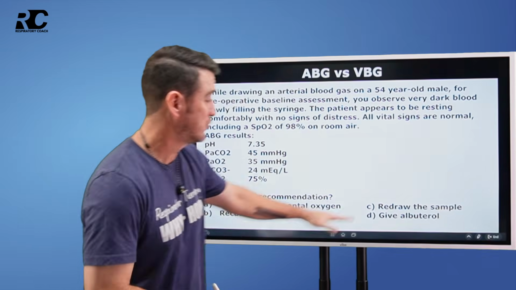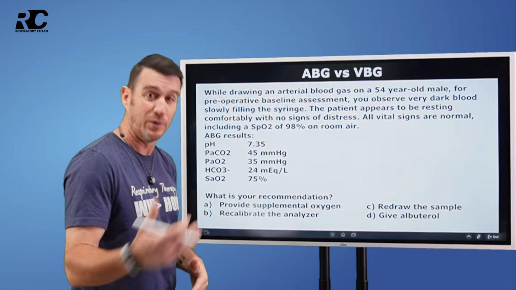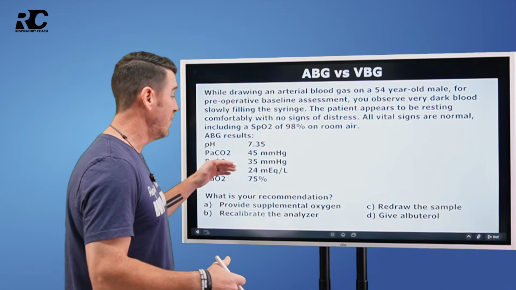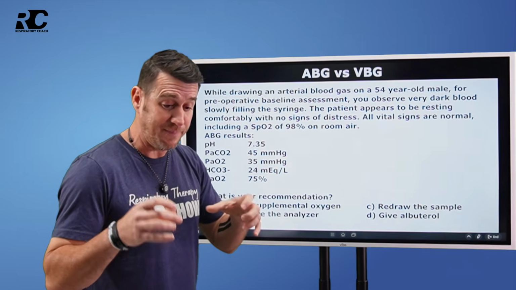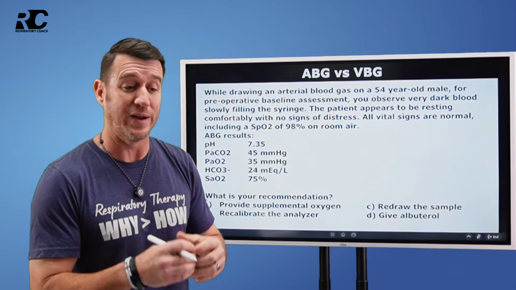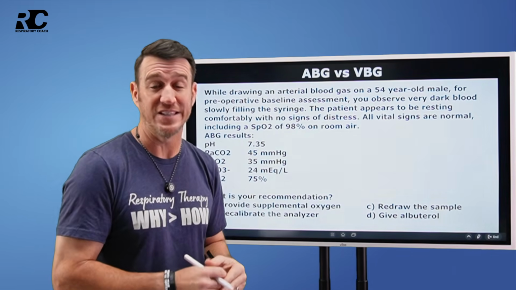Now the answer to this question is redraw the sample and this time get arterial blood, because what happened is, once again, we got venous blood, okay? And we know that venous blood gases are going to have lower levels of oxygen and higher levels of CO2.